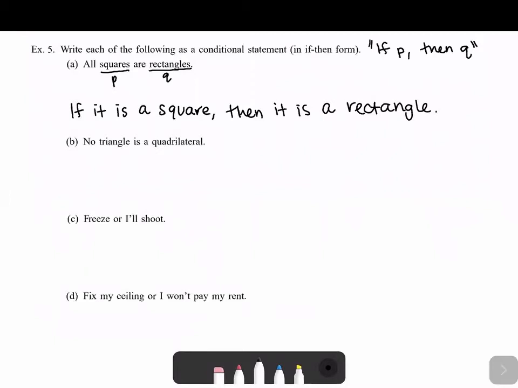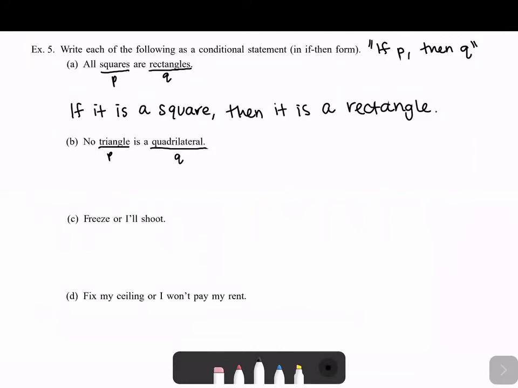This next one also deals with shapes, and it's really similar. All is really similar to no, because they are kind of opposites of each other, so they work in similar ways. No triangle is a quadrilateral. What are the two things we're talking about? Sorry, I think I misspoke a second ago. We're talking about triangles and quadrilaterals. My apologies.